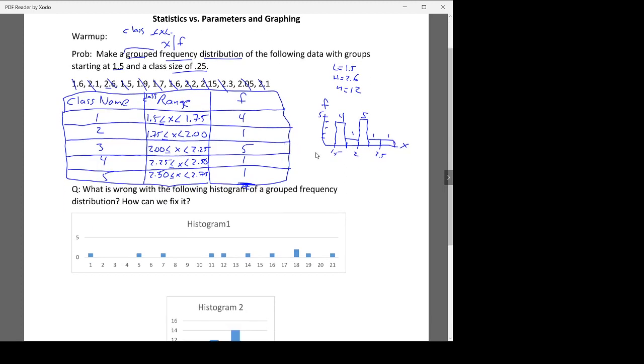And this was asking for a grouped frequency distribution. So this right here, this big table, is a grouped frequency distribution. And this is just a little extra here. This would be the histogram, just for fun.